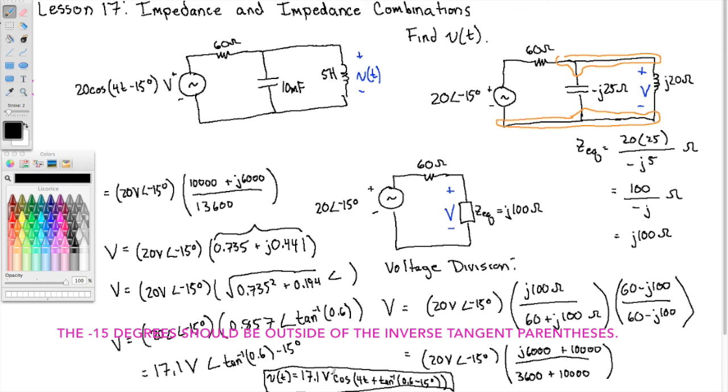So the calculation of 17.1 looks good, because here we have an amplitude of 20, and we know it gets divided, so we shouldn't expect more than 20 volts peak. Right, so we've got a 17.1 volt peak. That looks good.